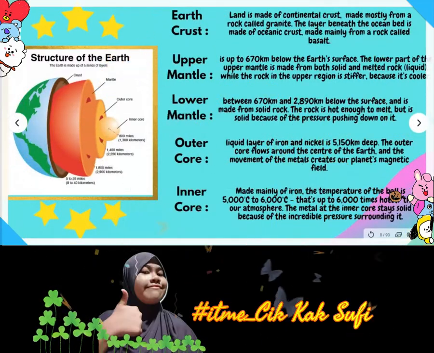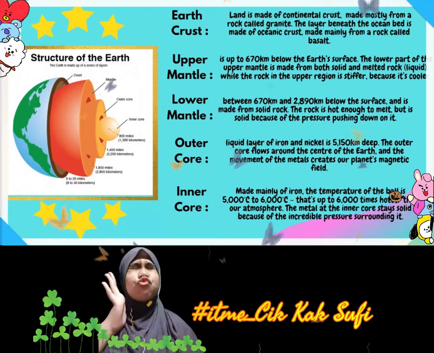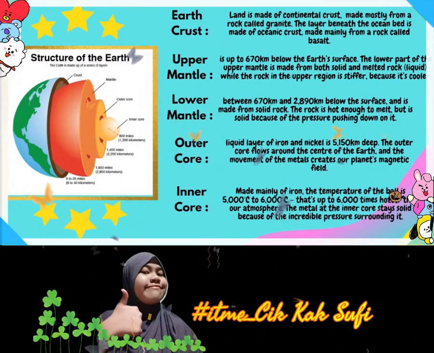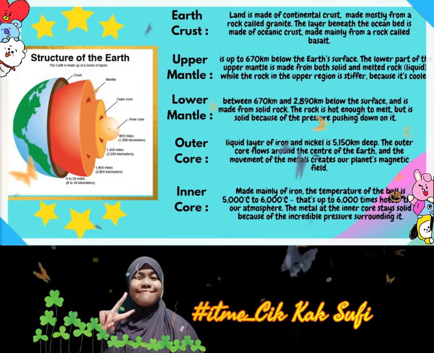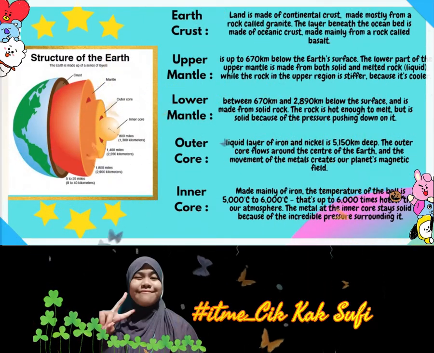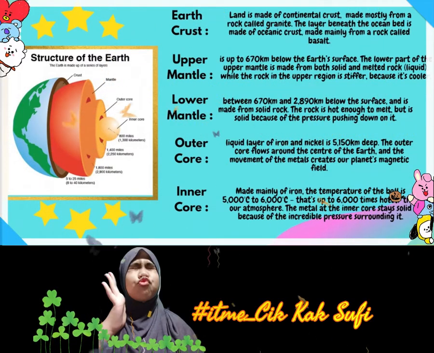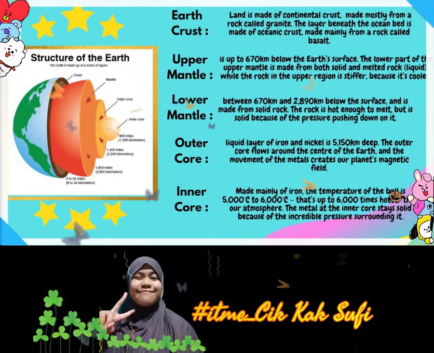So for the next one, we'll learn about the Earth, the structure of the Earth. So for the first layer, the upper layer, is the Earth crust. Land is made of continental crust, made mostly from a rock called granite. The layer beneath the ocean bed is made of oceanic crust, made mainly from a rock called basalt.